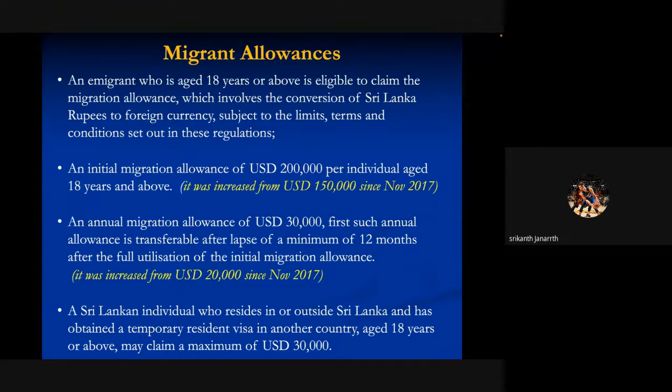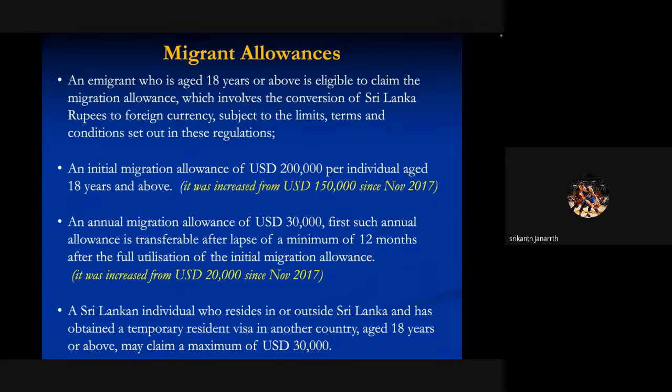But he should not get the wrong impression, saying, I migrated in 20, for 20 also I am entitled, 21 also I am entitled, then start working out and say I am about 150,000. No, it is not the case. The 30,000 starts after lapse of 12 months, after full utilization of your initial migration allowance, right? Earlier it was 20,000 annual, now increased to 30,000 since November 2017.